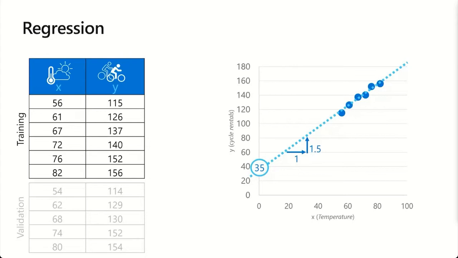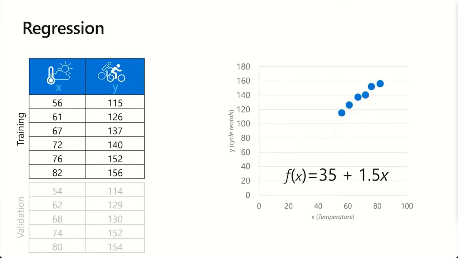Now, I can create a function out of this. And that would be this function. So this is all the math, folks. Don't be scared. This is actually my algorithm already, right? Because it's the function over the temperature, and I can use that. So 35 plus 1.5 times the temperature will be my bike rentals.